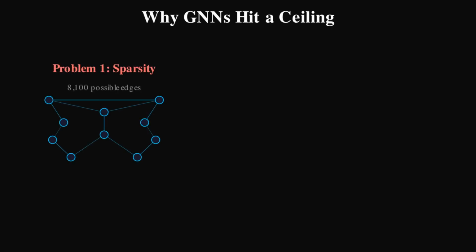Section 2. The problem GNNs can't solve. Problem 1. The graph is sparse. Most brain graphs only have a few hundred meaningful edges out of over 8,000 possible connections. The pre-processing pipeline throws most of the signal away.